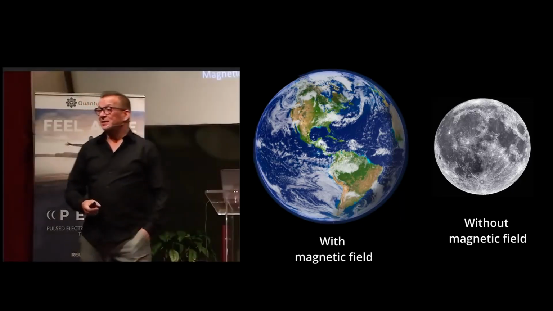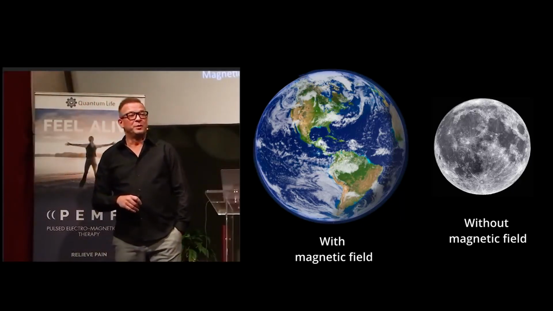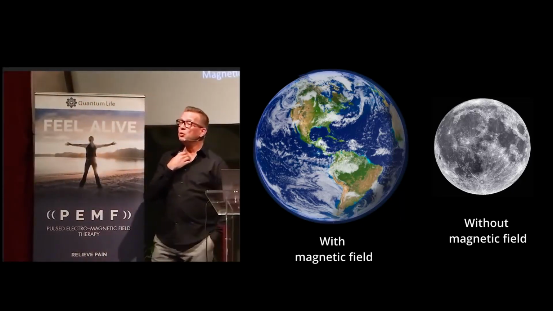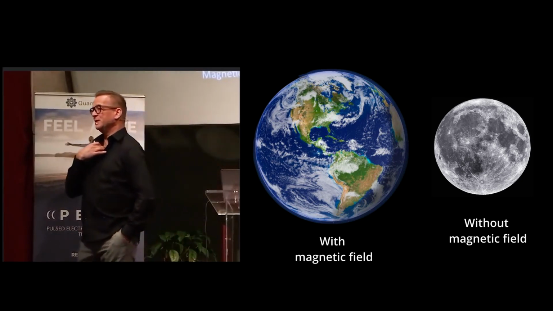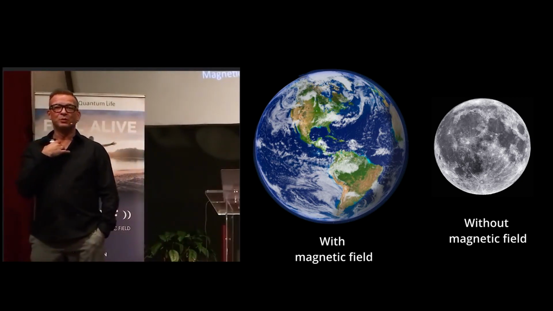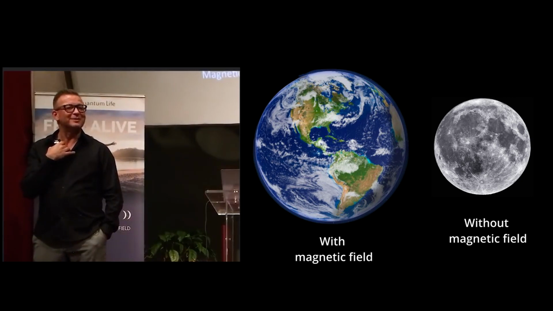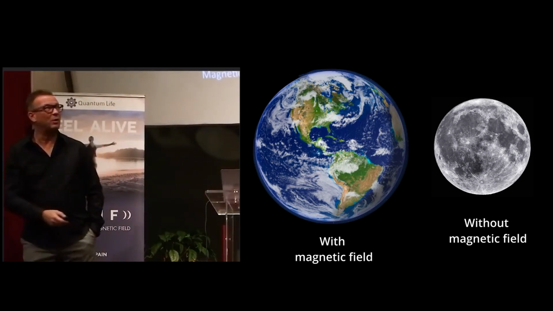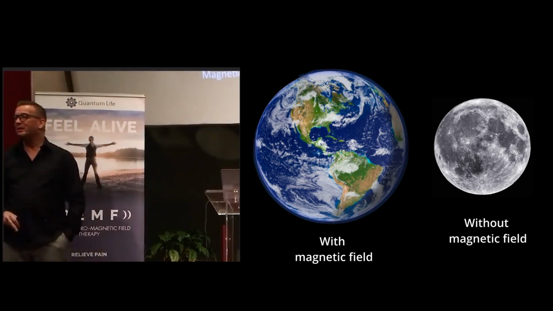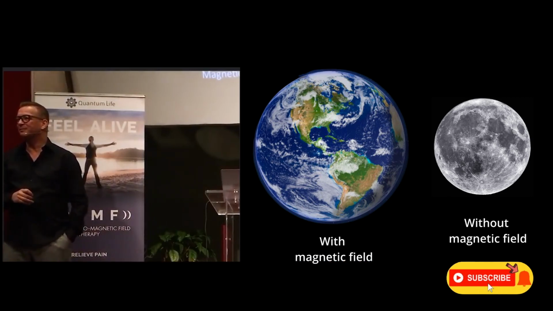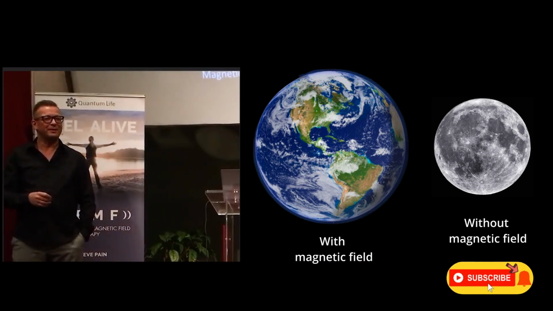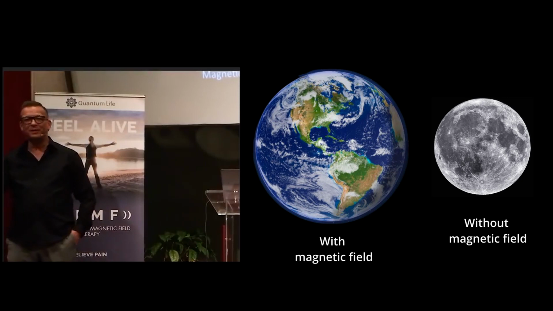The planet on the right side, we all know him, is the moon. The moon is a very sad planet, as you can see, because the moon doesn't create its own magnetic field. And this is how a planet looks when it has no electromagnetic energy. Nothing is growing, nothing is happening, no interaction. You know why I love this picture?